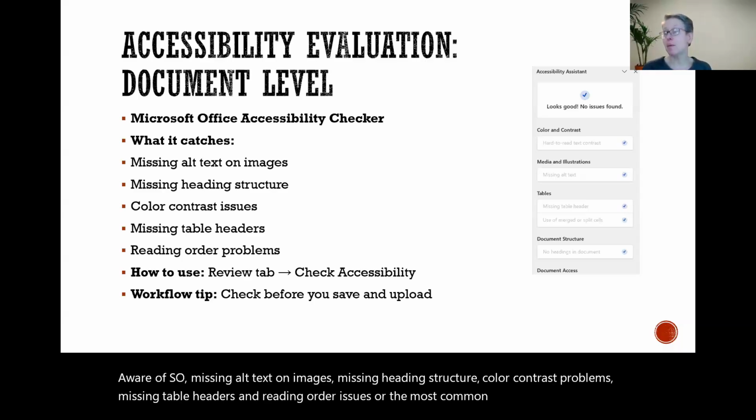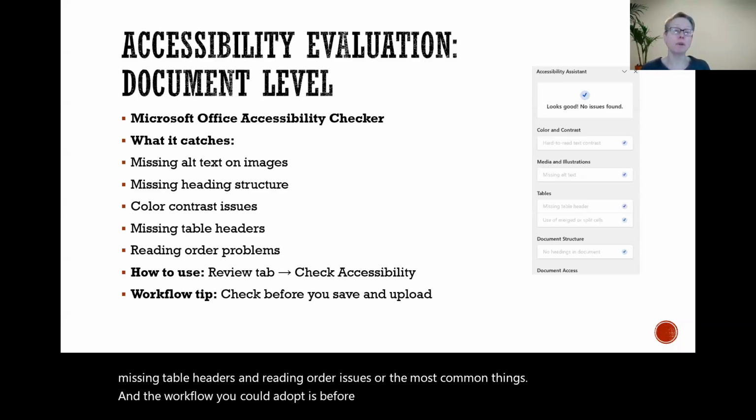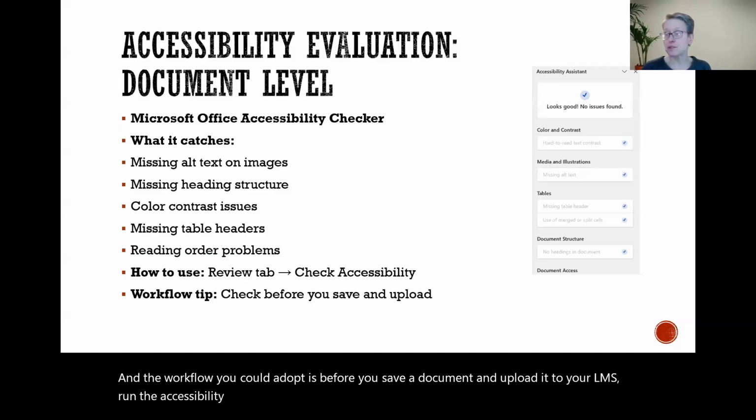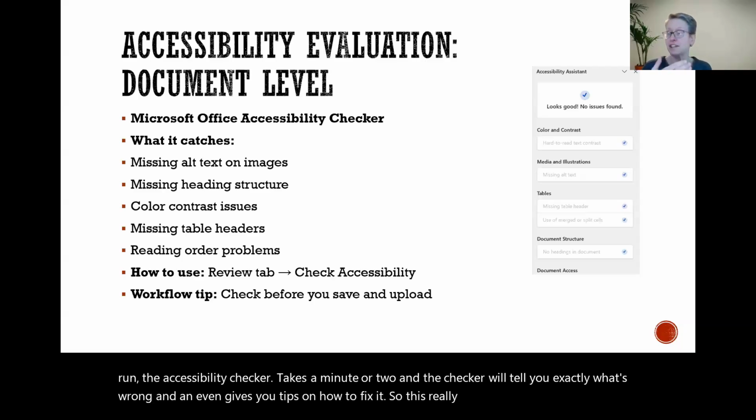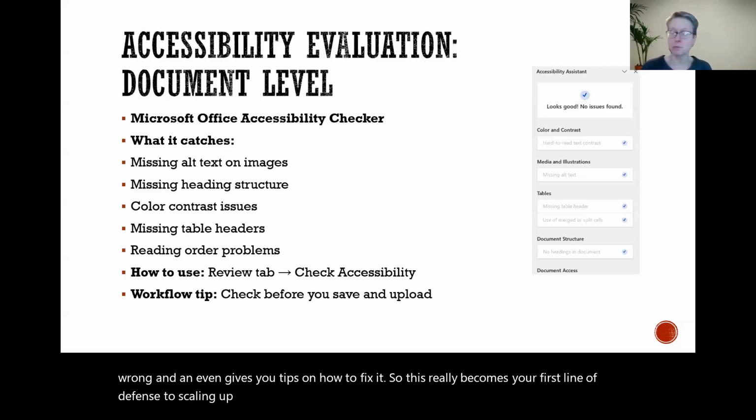And the workflow you could adopt is, before you save a document and upload it to your LMS, run the accessibility checker. Takes a minute or two, and the checker will tell you exactly what's wrong, and it even gives you tips on how to fix it. So this really becomes your first line of defense to scaling up. You're catching accessibility issues before they ever reach the students, and you're not uploading inaccessible materials that you'll have to fix later.